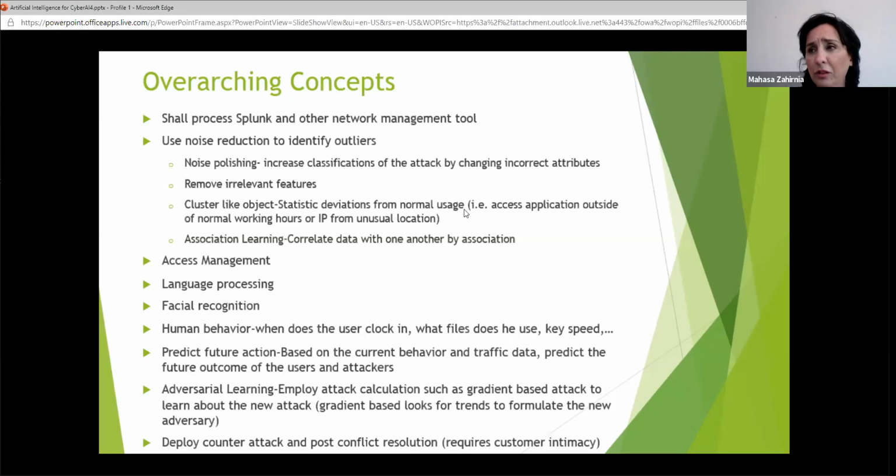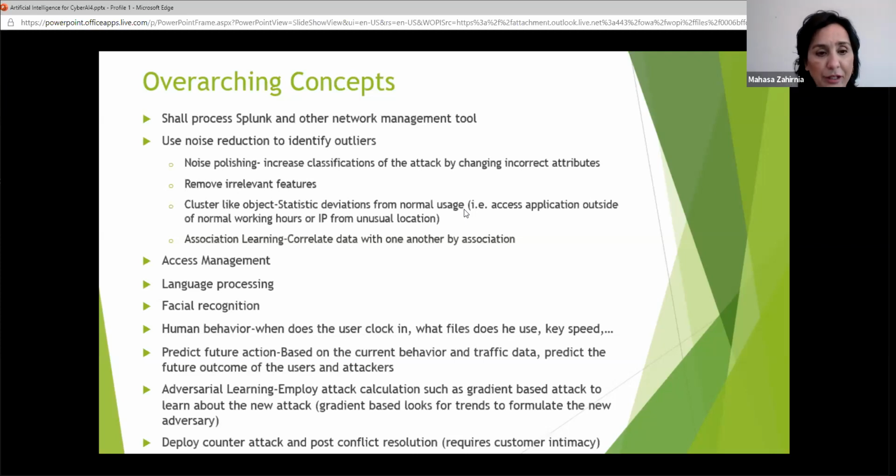We do noise polishing, we remove irrelevant data, we cluster like objects, and we do association learning. I started diving into this design when I was a Splunk manager and I was doing the exact same scenario, but I was doing it too late. If the product has already been breached, Splunk is already too late. So I decided and understood that this has to be done instantaneously inside the product.